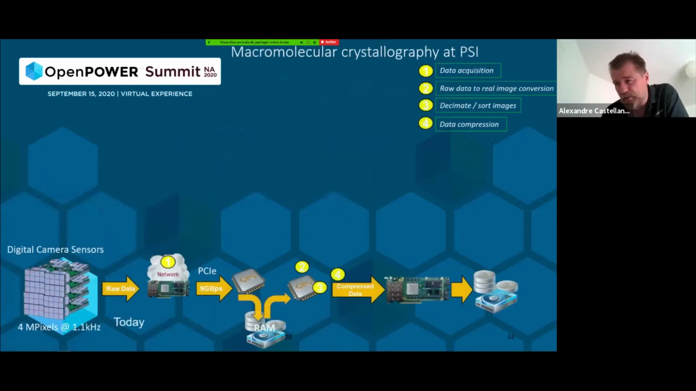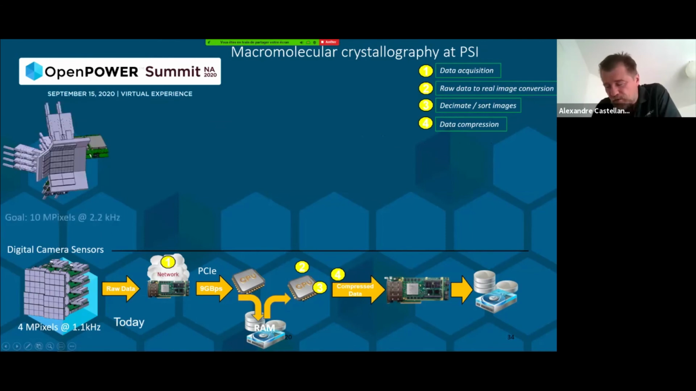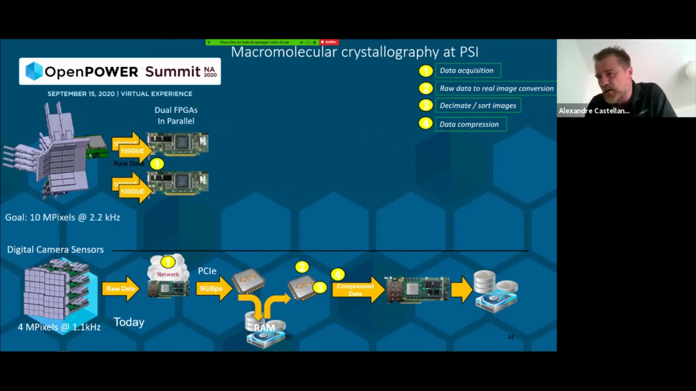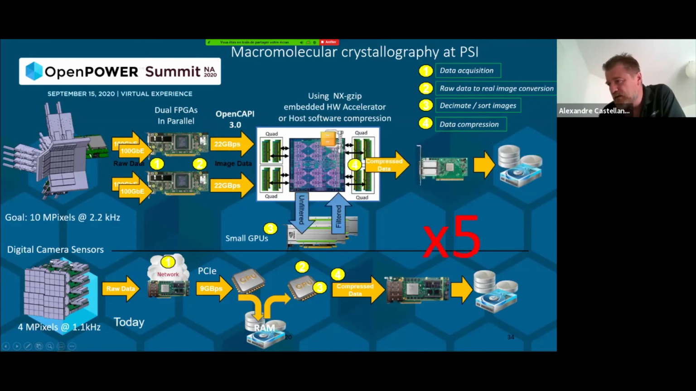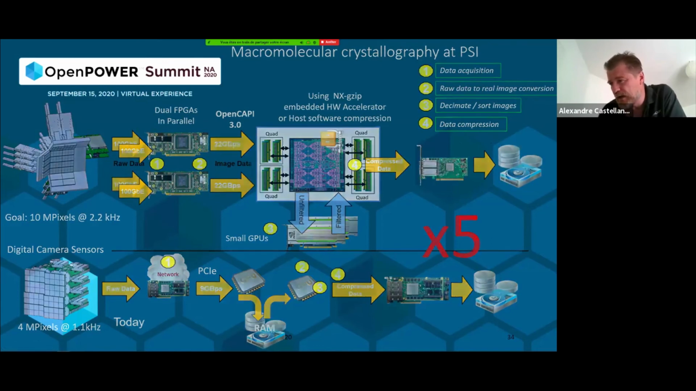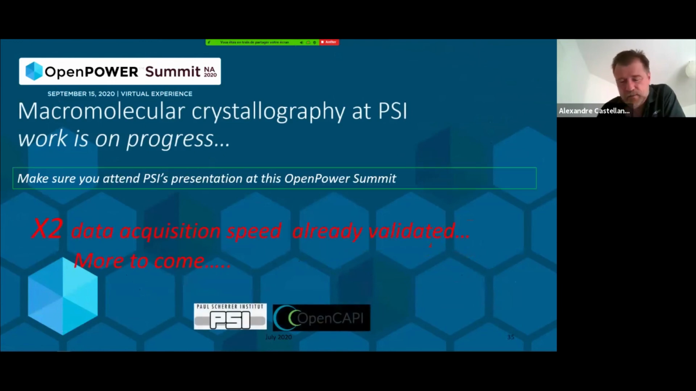Now, using OpenCAPI, in a few months, they were able to program and acquire using the FPGA and using the cards. They were able to acquire the pixels at the speed of 10 megapixels at 2.2 kilohertz. So this is the ultimate goal. But right now, for today, the goal is to multiply by 5. But very quickly, they were able to make a ×2 multiplication of bandwidth. And please attend the PSI presentation in this track. I think we say the OpenCAPI track.